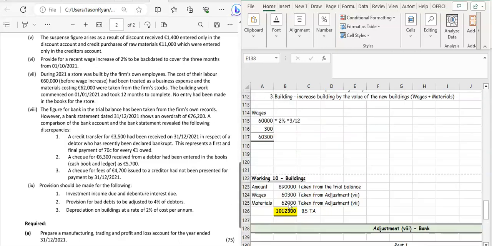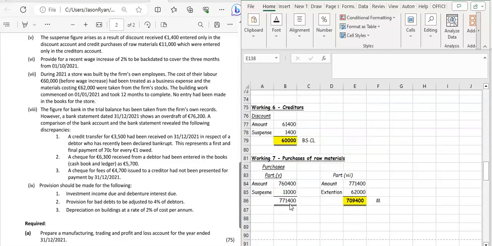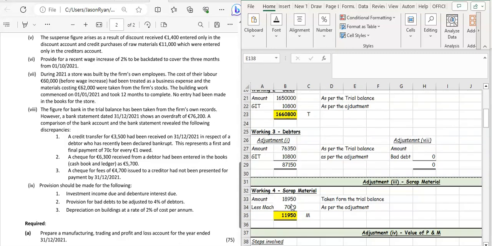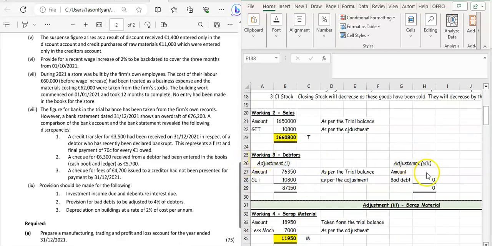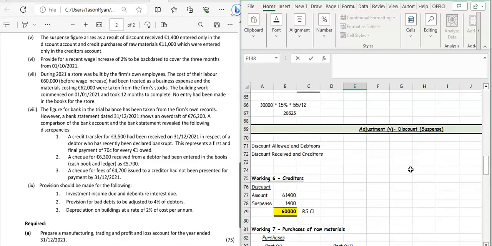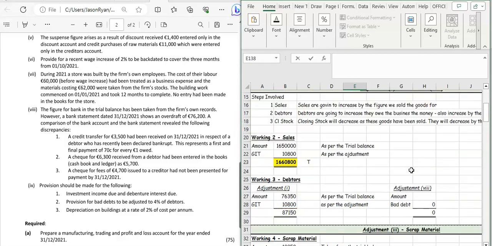So let's have a look. I think we have a working for debtors already. So we're going to find our working and adjust it accordingly. With the 5,000, you need to take 5,000 away from debtors. So here's our debtors. So we have a previous working done on it. Remember we need to update the previous working figure. So we need to reduce that by 5,000. So our new figure for debtors is going to be 82,150.